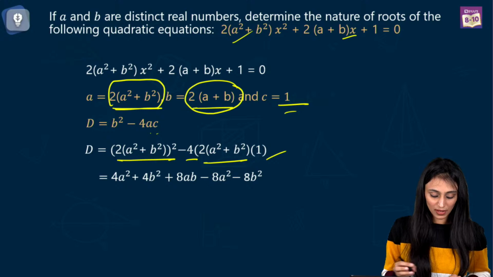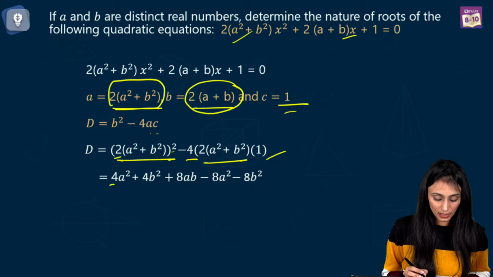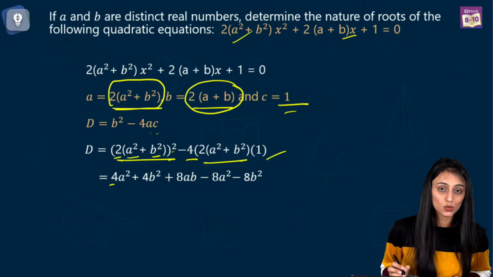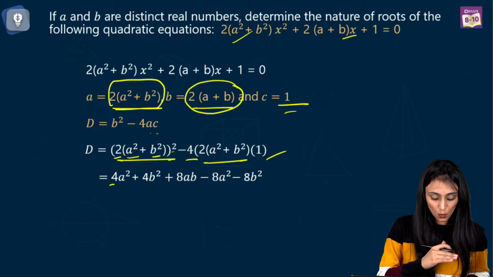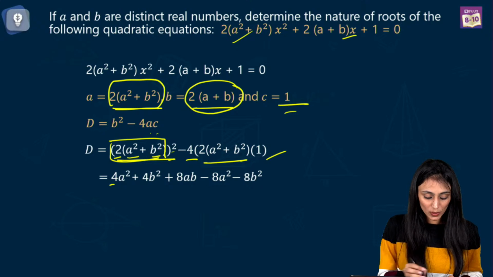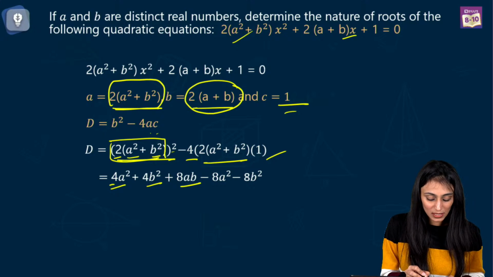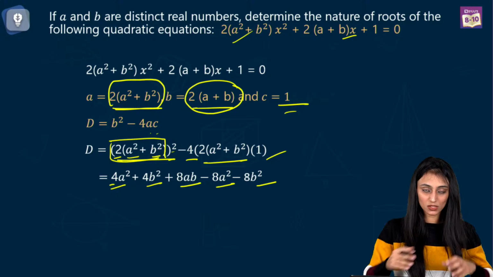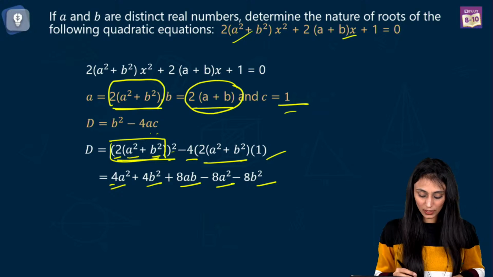Okay, so let's simplify this. Square of 2 would be 4. And then we have a square plus b square whole square. Yes? So what we are doing here is simply first I'll multiply this and we take the square of it. So we get 4a square plus 4b square plus 8ab minus 8a square minus 8b square. Open everything up, simplify it, you get this equation.